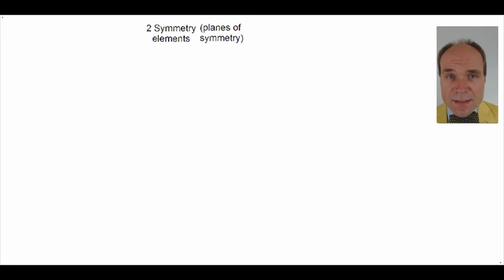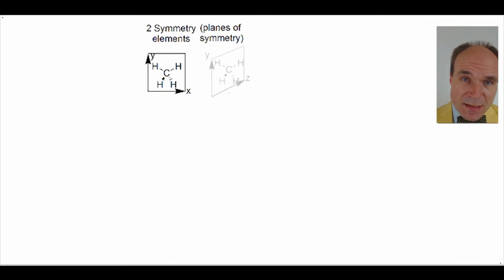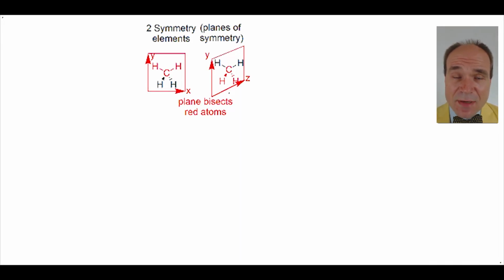Let's have a look at the molecule itself, methane. And what we're looking for are elements of symmetry. In this case, there are 2 elements of symmetry, and they're planes of symmetry. One is in the y-x plane, the other is in the y-z plane. And if we can imagine the plane cutting through the molecule, we can see it actually bisects or cuts through some of the atoms. Let's have a look at the y-x plane example first of all.